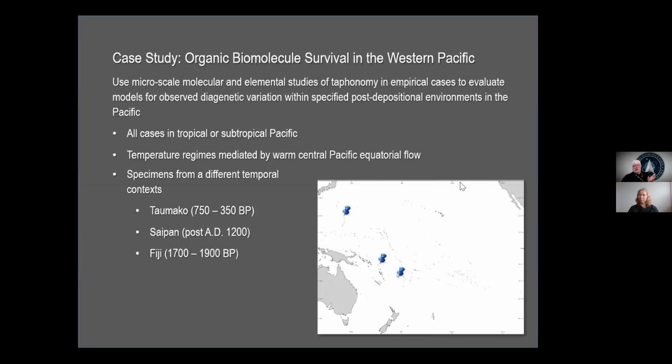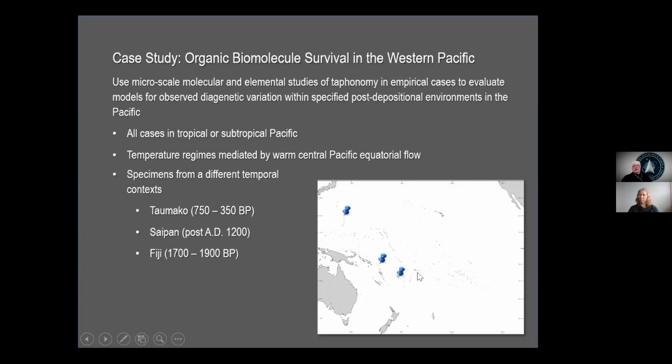And the three places we look at, and I'm going to go over this fairly quickly, is in the upper left here a place called Saipan, which is in the Northern Mariana Islands of Micronesia. We also have the site of Taumako, which is in the Duff Islands, a Polynesian outlier group, well, it's north of Melanesia. And then we have Fiji, which is down here in the lower right.